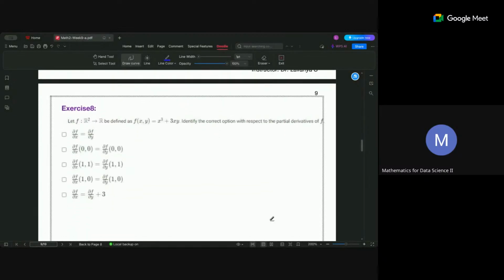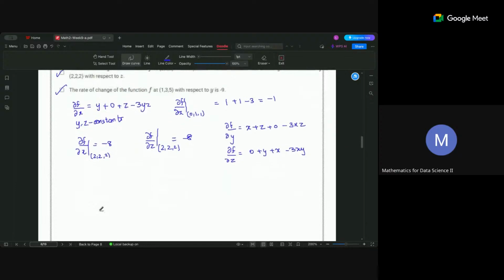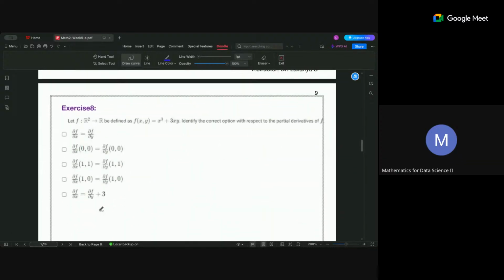Okay, so another similar example here. Maybe shall I just skip this because it is very similar to this one, or you want me to do this? Okay, let's do this. What is ∂f/∂x? 3x squared plus 3y. Okay, what is ∂f/∂y? Simply 3x, right?